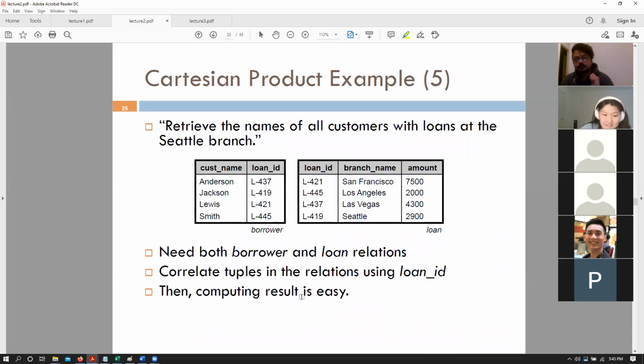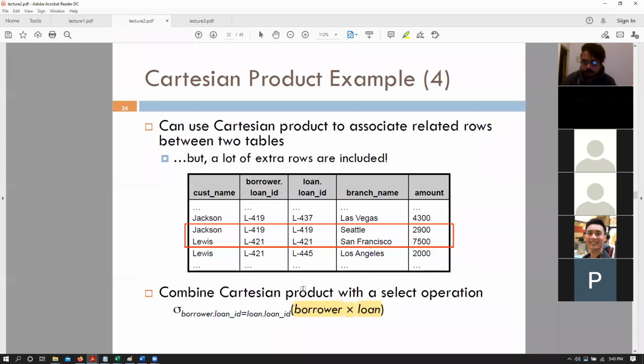Okay. I have a question. Yes. How about the other information, like the borrower's loan ID and loan ID, if they won't match, will they be stored as garbage value or won't they be stored?